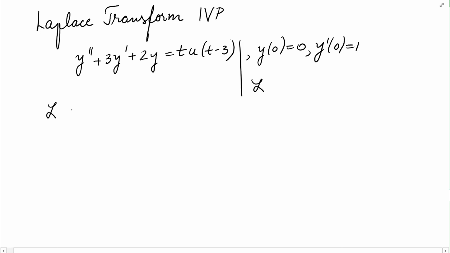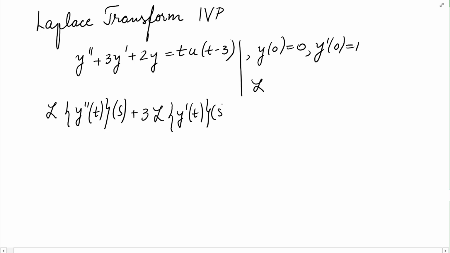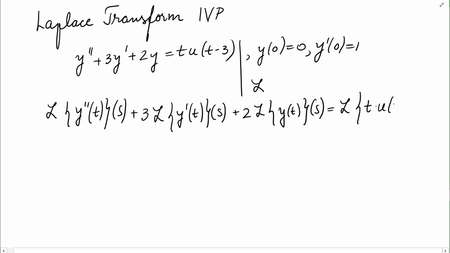So we get Laplace transform of y double prime of t of s, the correct notation, plus 3 Laplace transform of y prime of t of s. I actually moved the 3 outside because Laplace transform is a linear function, plus 2 Laplace transform of y of t producing a function of s, equals Laplace transform of t times u of t minus 3.